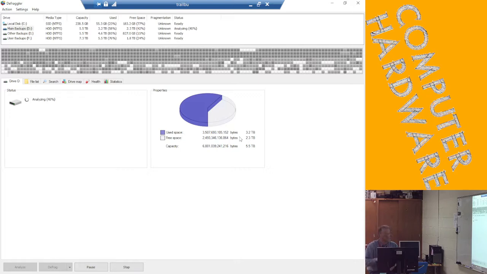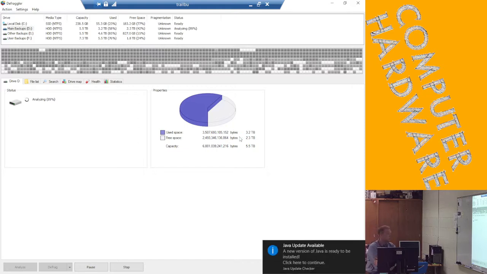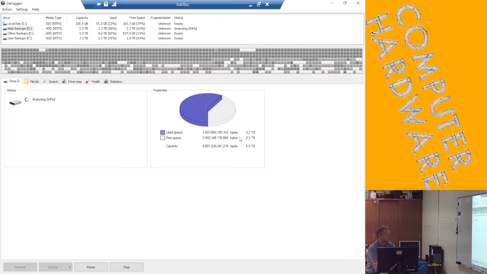Thank you. We've got 3 minutes left. We're at 57% of the analysis on this drive. It is a big drive, a 6 terabyte hard drive. It reports at 5.5. It always reports less than you actually bought because of the way it formats the drive. So if you have 6 terabytes of data, you don't want to buy a 6 terabyte drive. You want to buy bigger than that. 89% complete. We're almost there. 94.